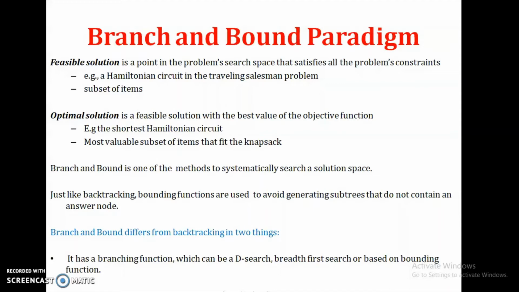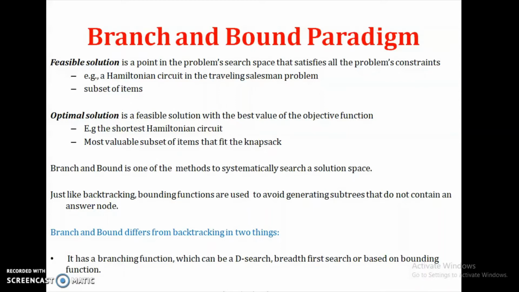For example, take the traveling salesman problem. Let us take a set of cities. A traveling salesman has to start from one city, visit all the cities, and once again get back to the starting city. If we can visit all the cities and come back to the starting city, then that is making a cycle, which is known as a Hamiltonian cycle. If you are finding a solution for a Hamiltonian cycle, that is an example of a feasible solution. But out of the Hamiltonian cycles, if you are finding the shortest Hamiltonian cycle, then that is known as the optimal solution.